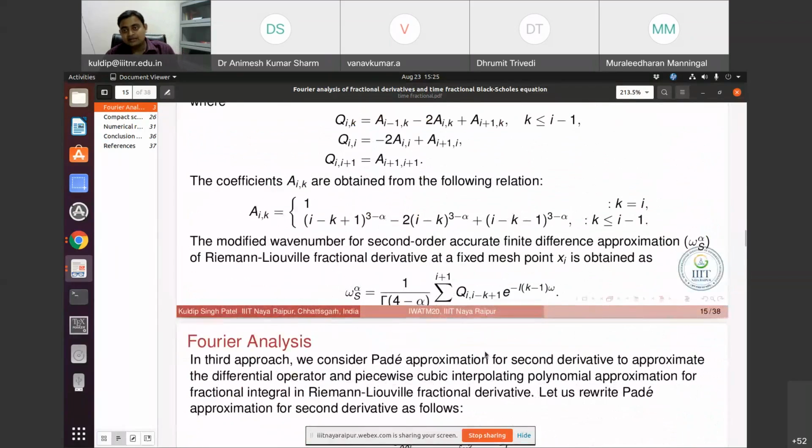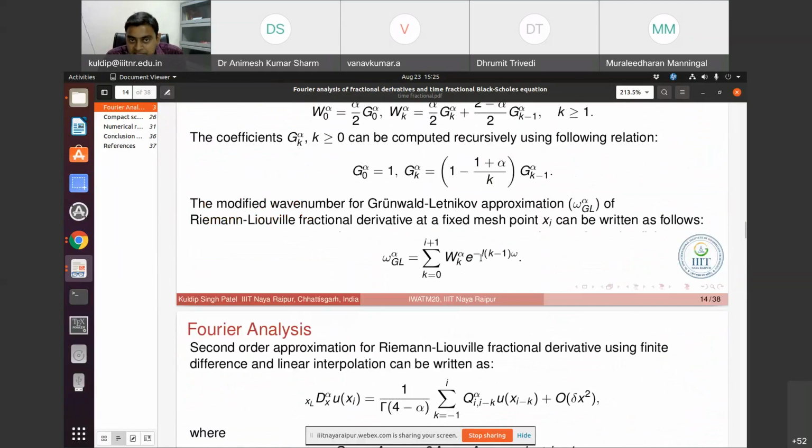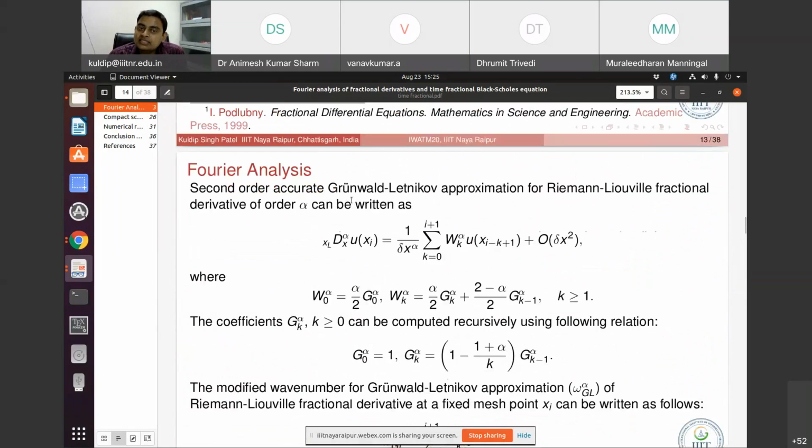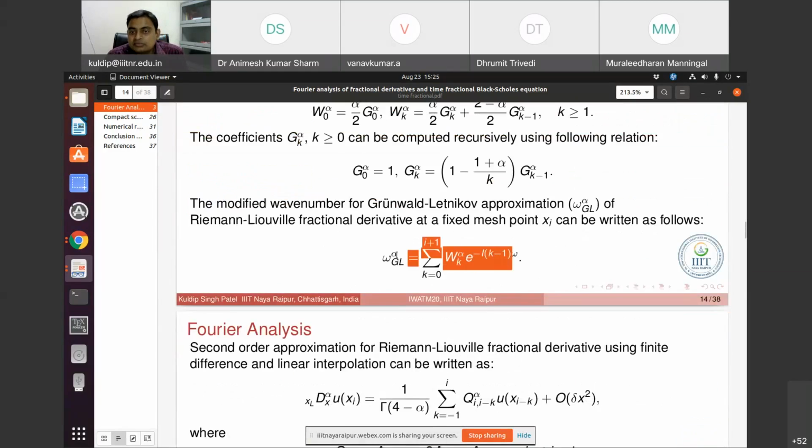Yes, sir. I know that it may be difficult for some participants to relate, but those who can relate, it's a fantastic work. And you can check, everyone has access, no work has been done in this direction for fractional differential equations. So first, we discussed the second order accurate GL approximation for Riemann-Liouville and found the modified wave number. This omega is the wave number, and its range is 0 to pi, and omega alpha is the modified wave number.